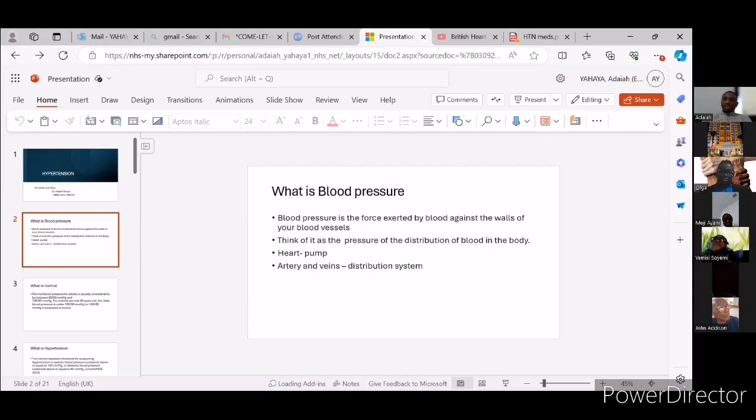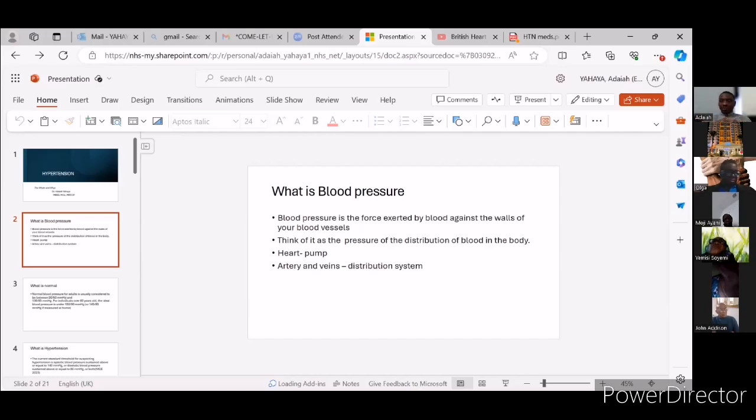If we use that analogy in the body, the reservoir is the heart, which is in the center, and the pipes are blood vessels, which carry this blood to the different organs, which in this case will be the homes. To ensure that this system works appropriately, you need to have pressure in that pipe. If the pressure in your water pipe is too much, you have a problem. Your pipe is going to burst.